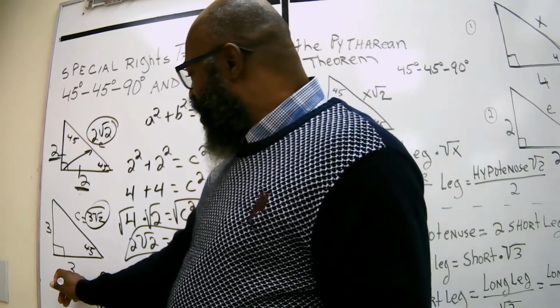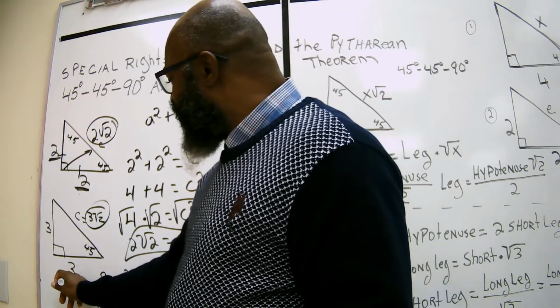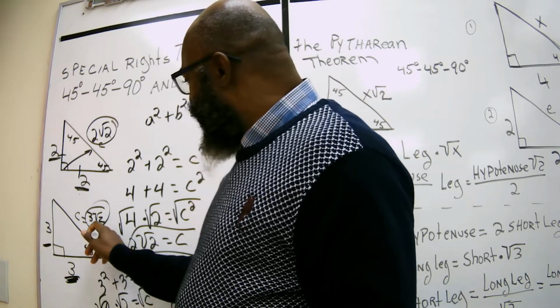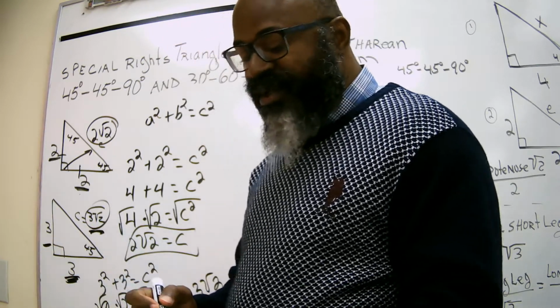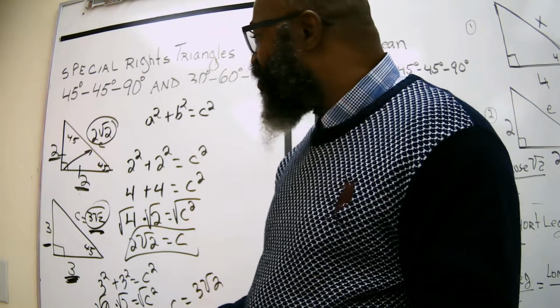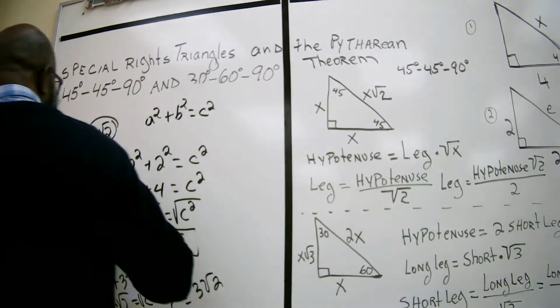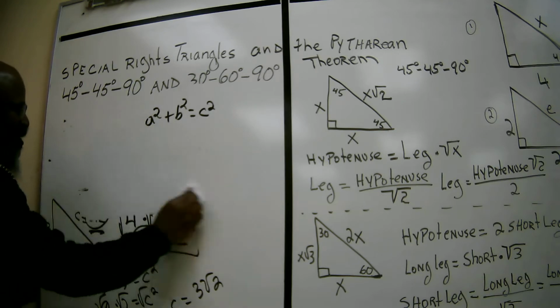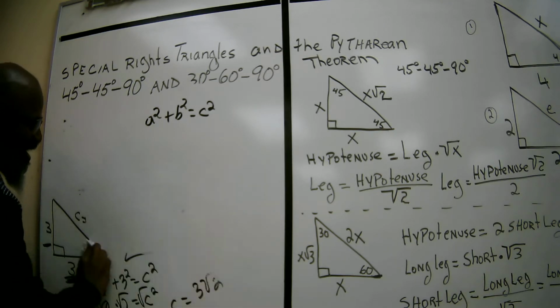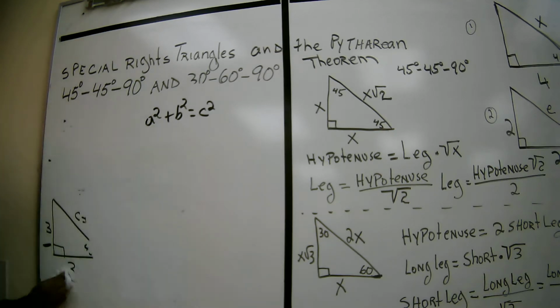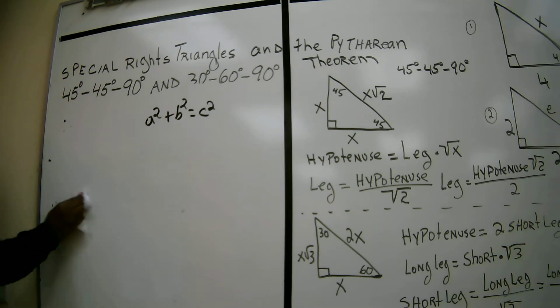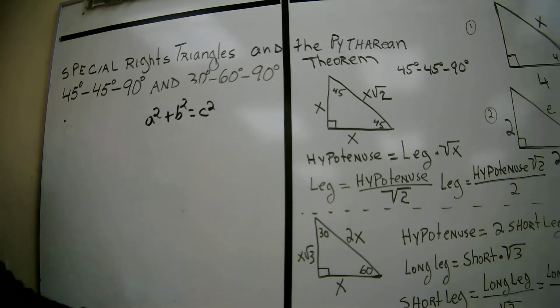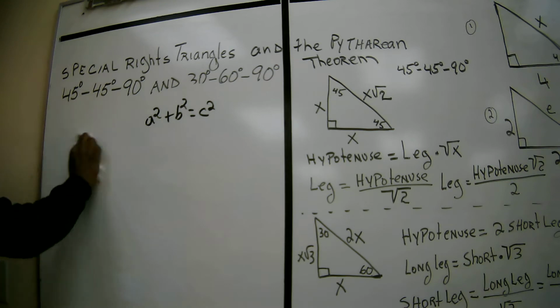So as long as the legs are the same, see 3, 3, the hypotenuse will be 3 square root of 2. Take the legs multiplied by square root of 2, and you will get your answer. That's the reason it's called a shortcut. As long as it's 45-45-90, the legs are the same. Just take the leg multiplied by square root of 2, and you'll get your answer.